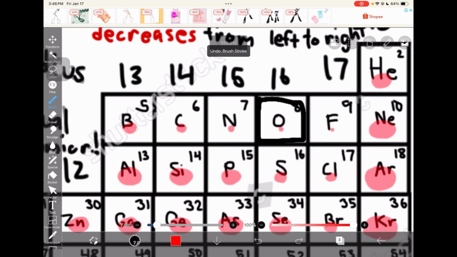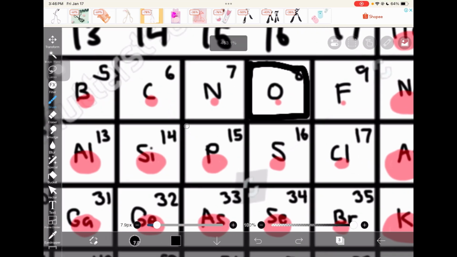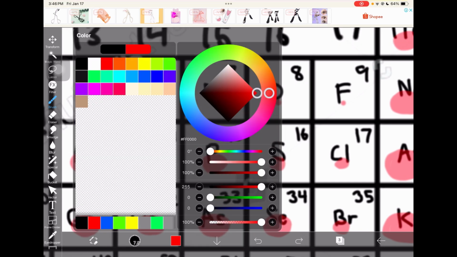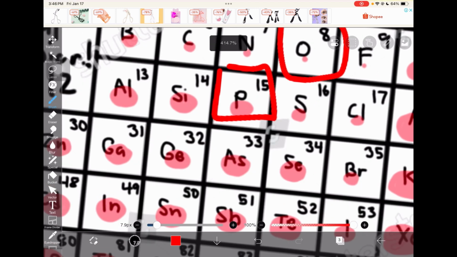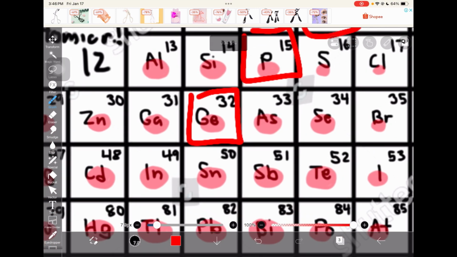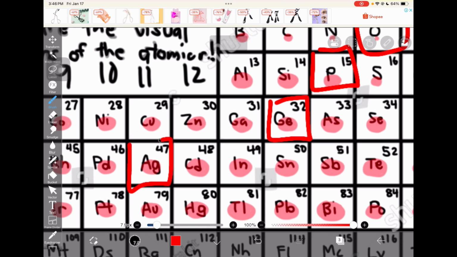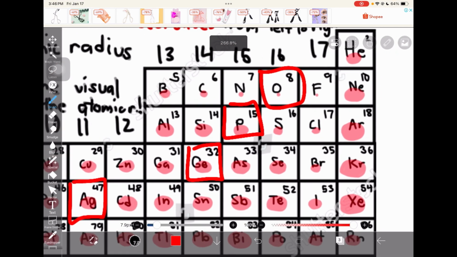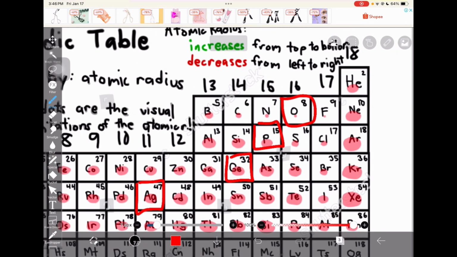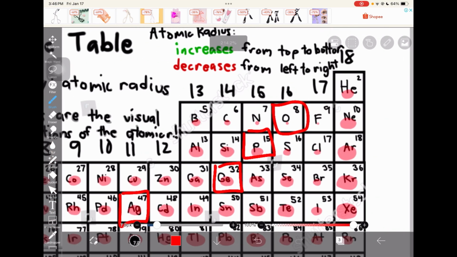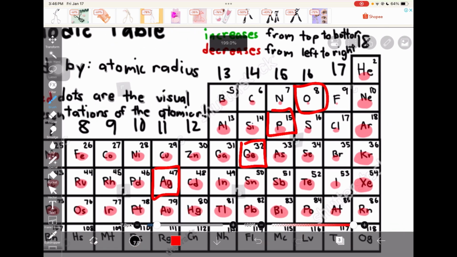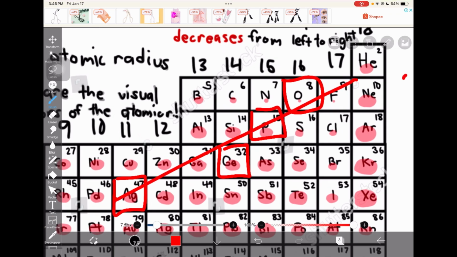Similarly, you can still apply this even if they're not on the same row or column. So even if we take, let's say, oxygen, phosphorus, germanium, and silver. As you can see, once again, they're not in the same period, but we can apply the left to right and top to bottom trends. So remember that it increases going this way in general.